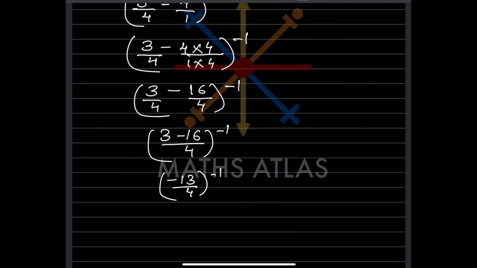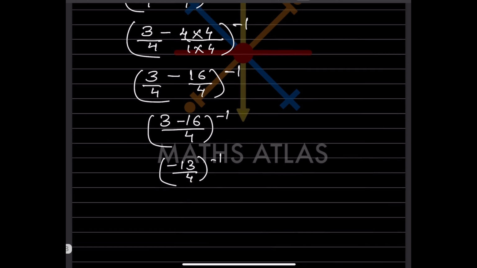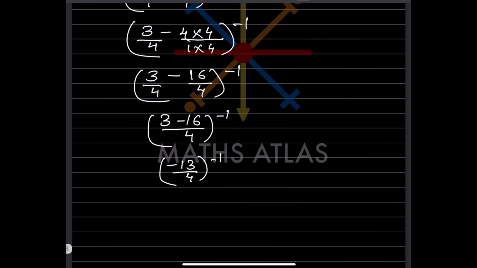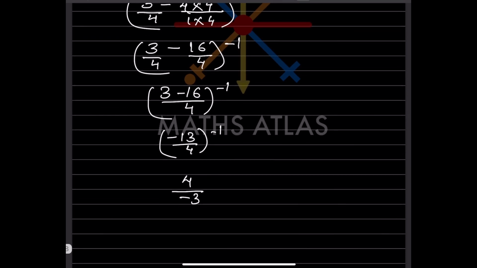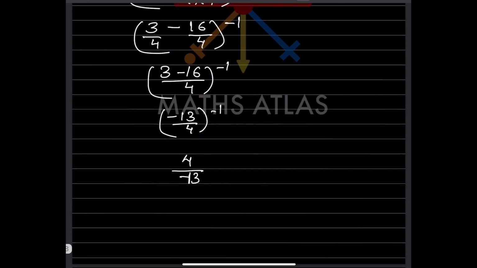So now you got a single number over here. So now what you can do, you can make that negative for this exponent to positive. So that is going to be 4 by minus 13 raised to 1. So 4 by 13, and that is going to be minus 4 by 13 also. You can write it this way. So this is the answer.